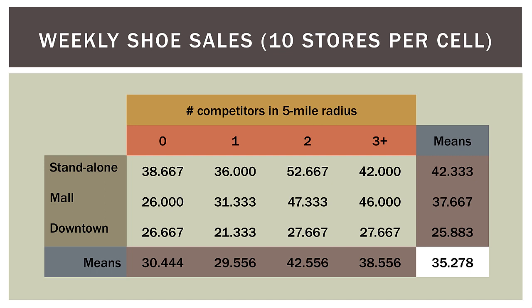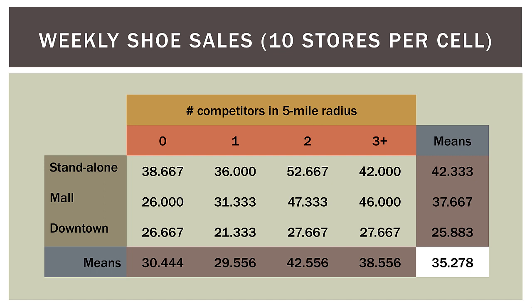Let's look at a quick example, just another one, so you can see how this works. We won't go through all that again. But here we have a table, and these are shoe stores. And on the top in the columns, we have the number of competitor shoe stores within a 5-mile radius of each location. So 0 competitors in a 5-mile radius, 1 competitor, 2 or 3 or more.